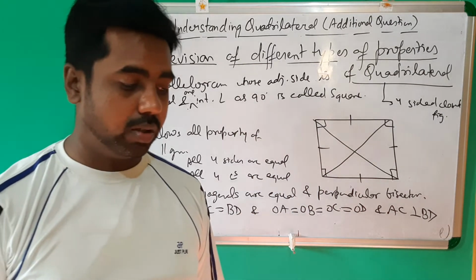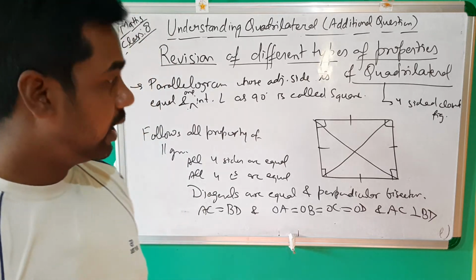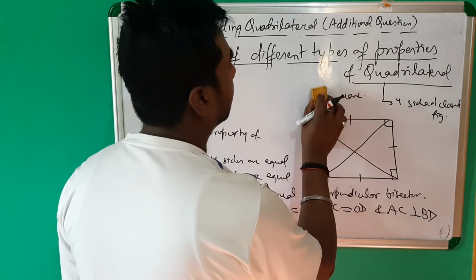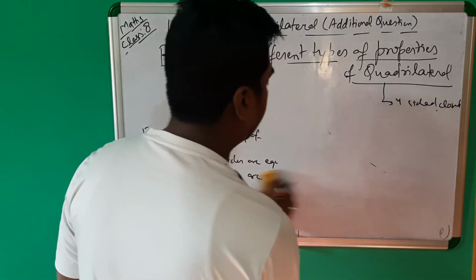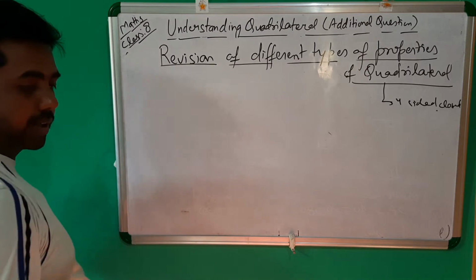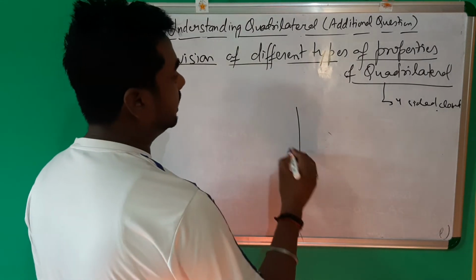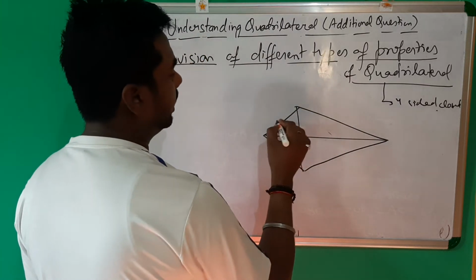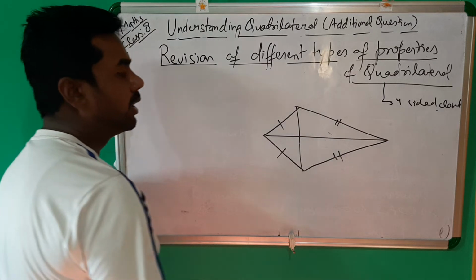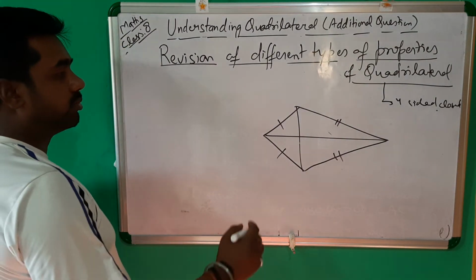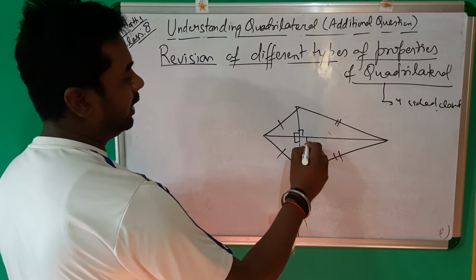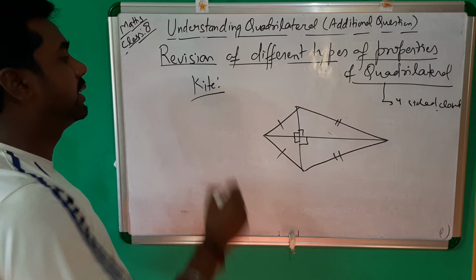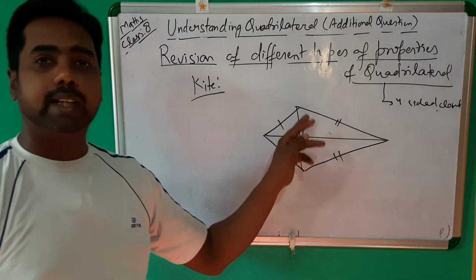This is the fourth one, or might be the fifth one, and the last is the kite. Now a kite is a special type of quadrilateral which has two pairs of adjacent sides equal. Here this side and this side are equal, this side and this side are equal, and diagonals bisect at 90 degrees. That is the kite. In a kite, two pairs of adjacent sides are equal, and diagonals bisect at 90 degrees.